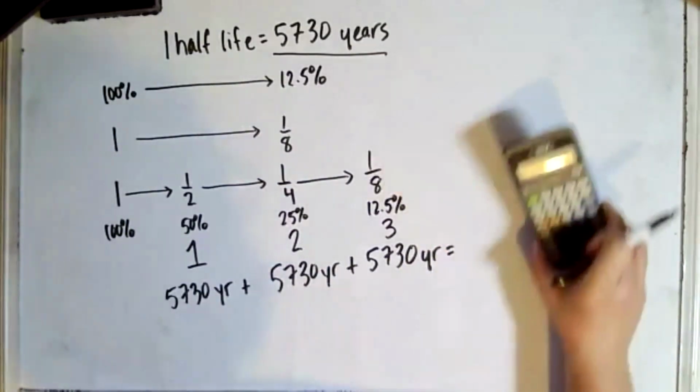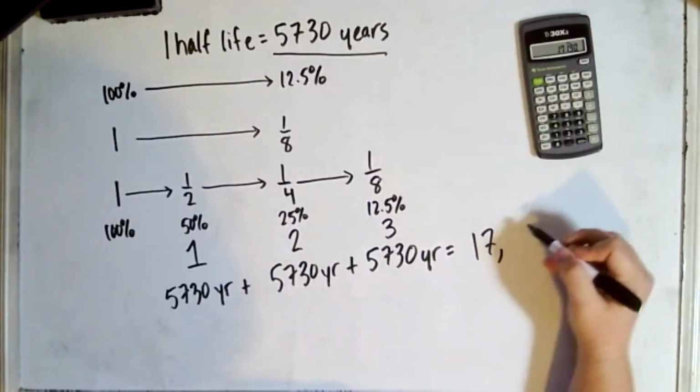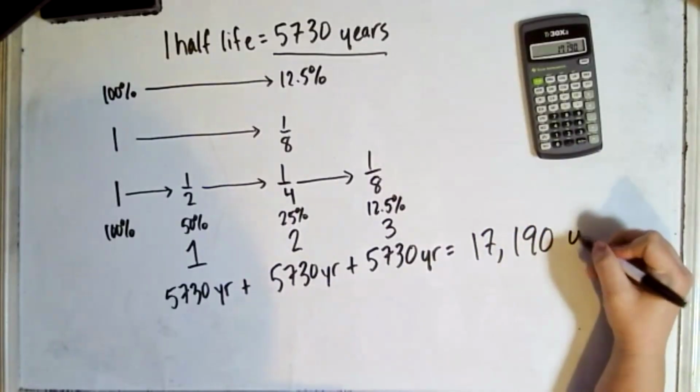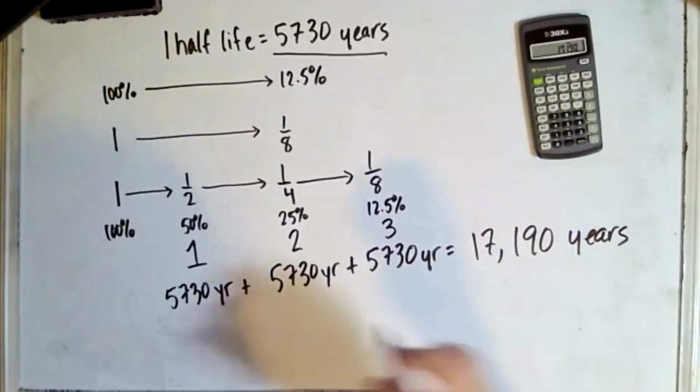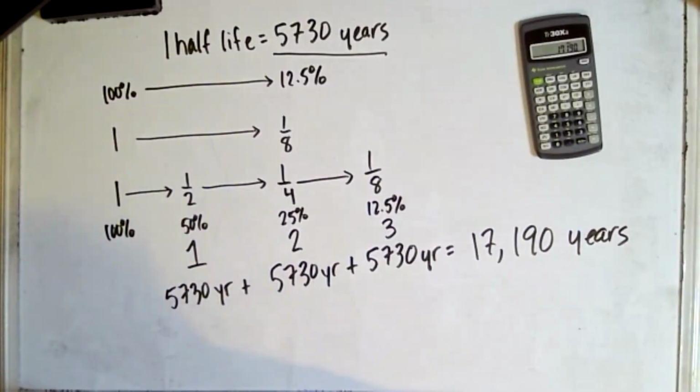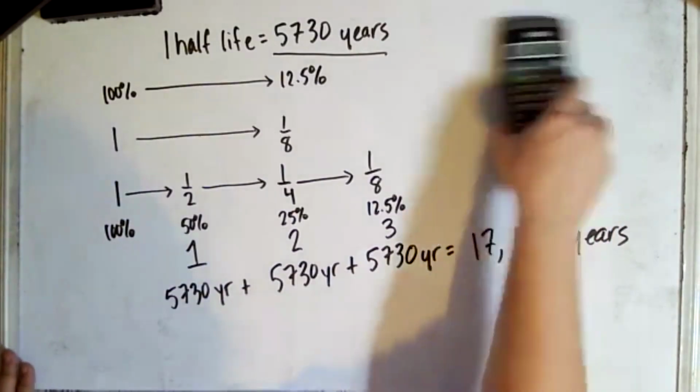So that's going to be 17,190 years. That's how long it's been since that piece of wood was part of a living tree. Okay.